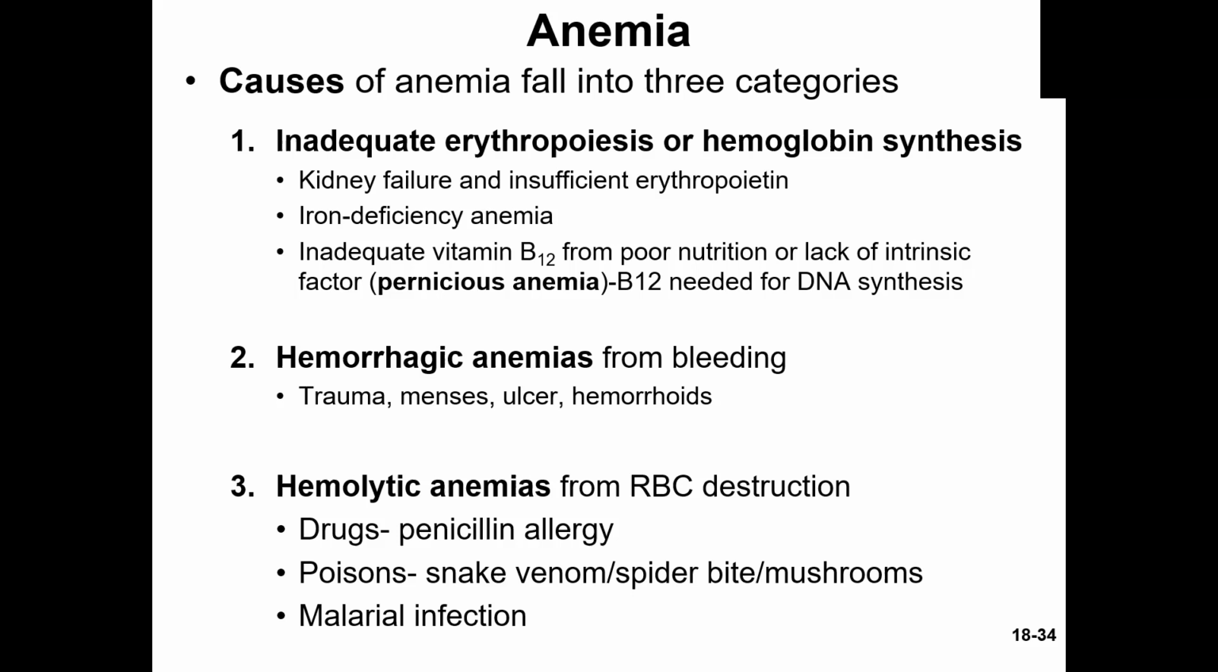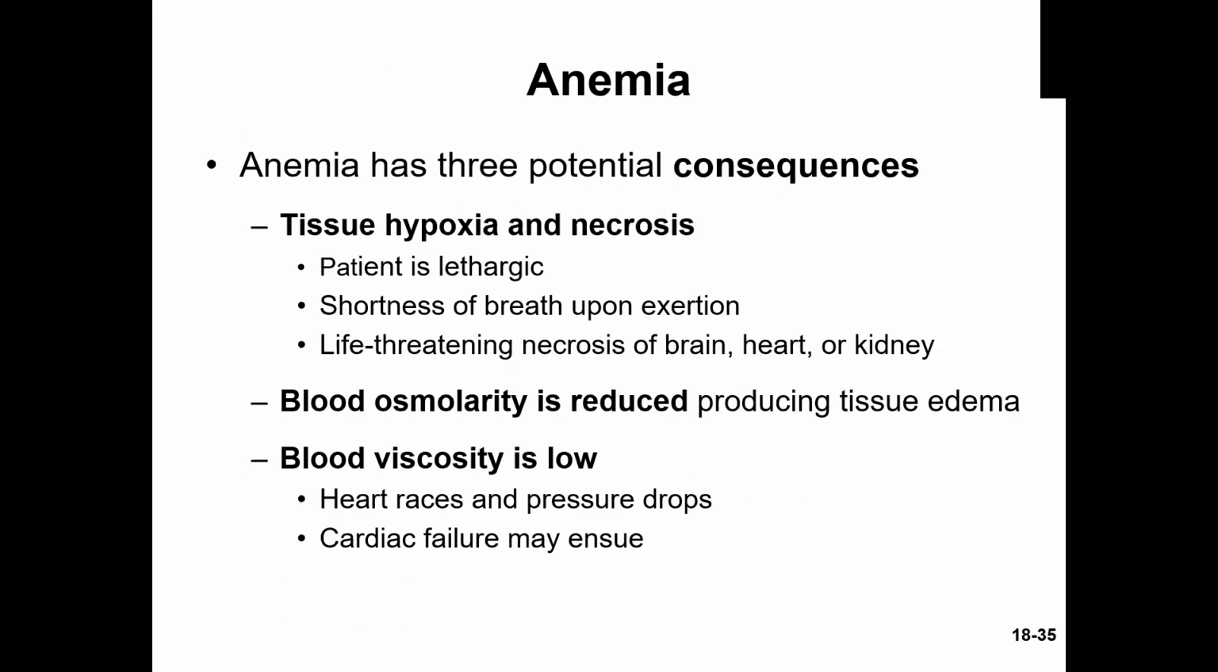Hemorrhagic anemias, that's from trauma, or you have a heavy menstrual cycle and you can become anemic. Hemolytic anemias stem from RBC destruction. This can happen from drugs, penicillin, poison, or a malarial infection. Now, the danger of an anemia is it could create tissue hypoxia and necrosis, meaning you're going to get lethargic, you don't have any energy, shortness of breath upon exertion, life-threatening necrosis of brain, heart, or kidney.